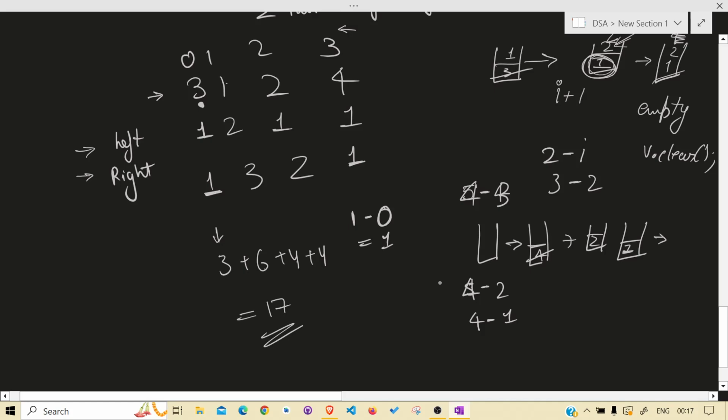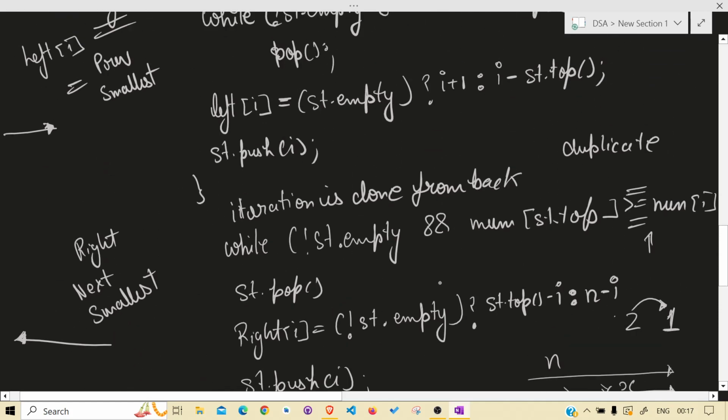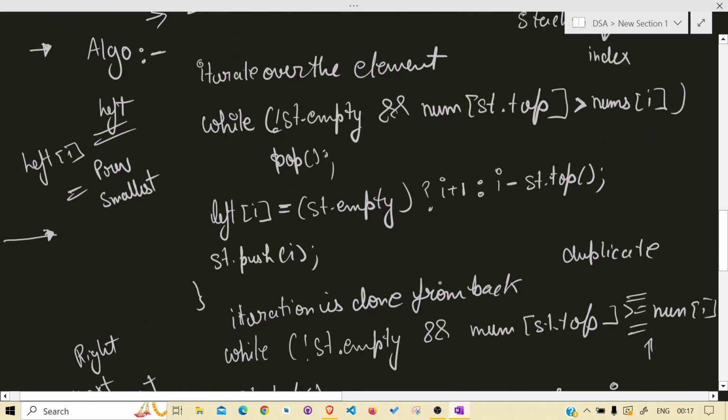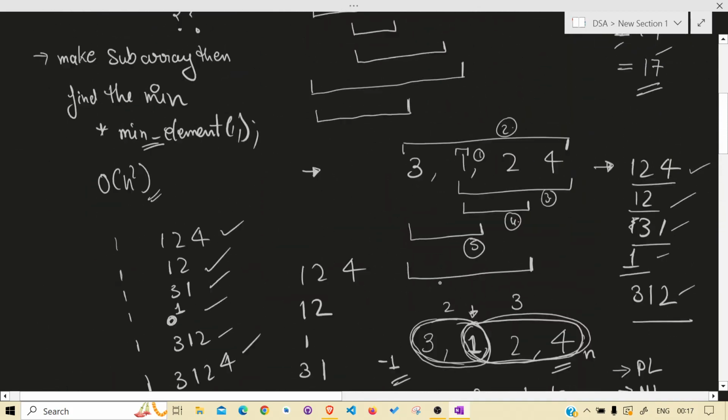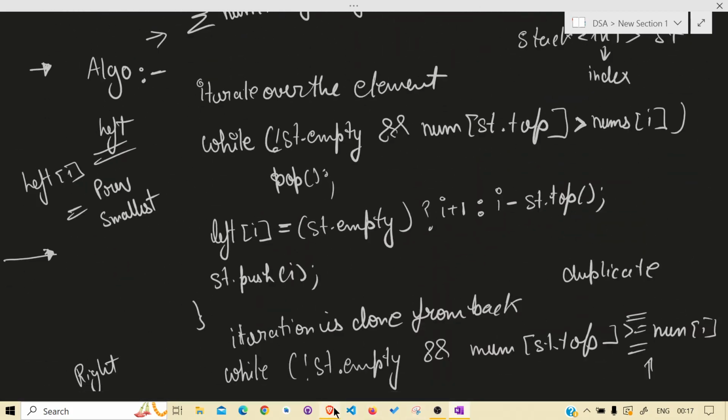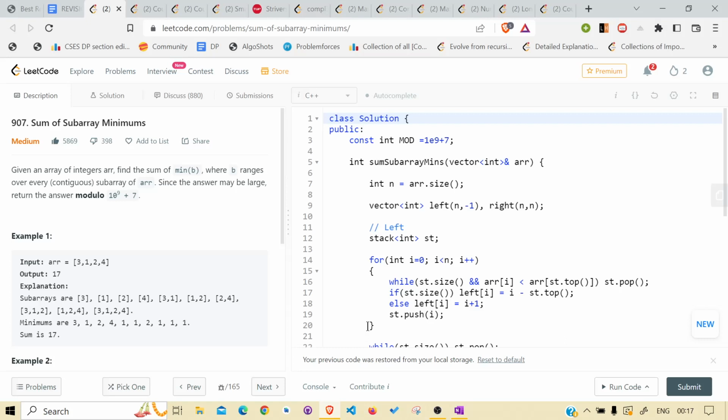Hope you get the solution. I dry ran it and explained every little bit. So let's get into the code, shall we? Like Thomas Shelby.